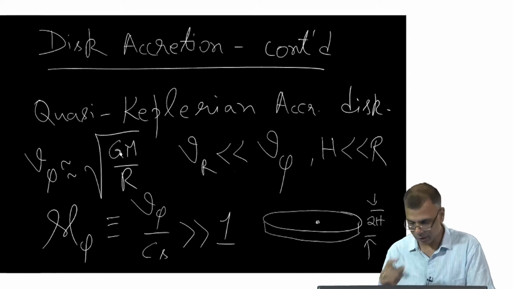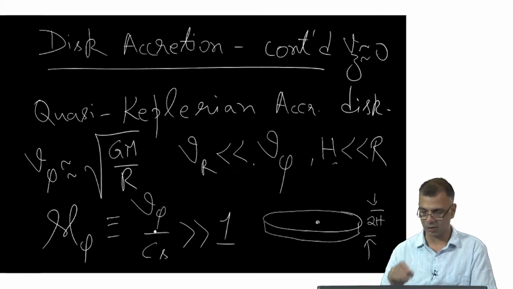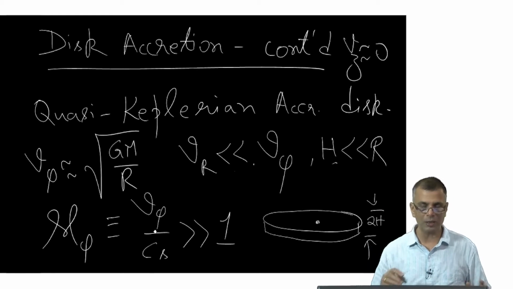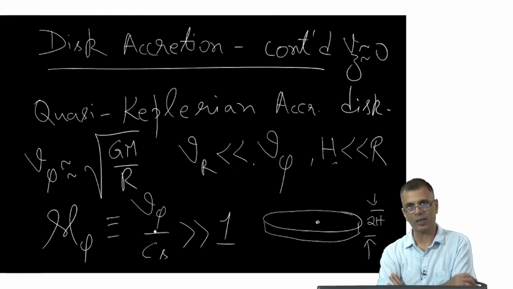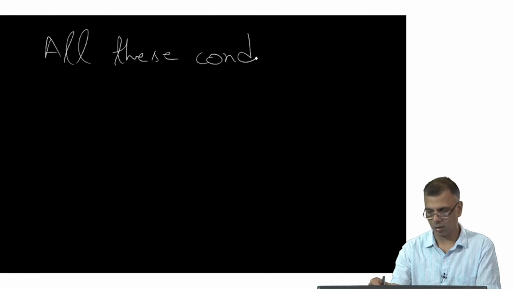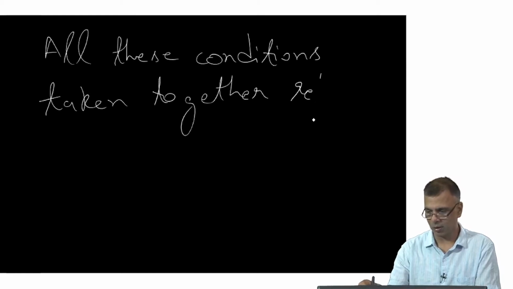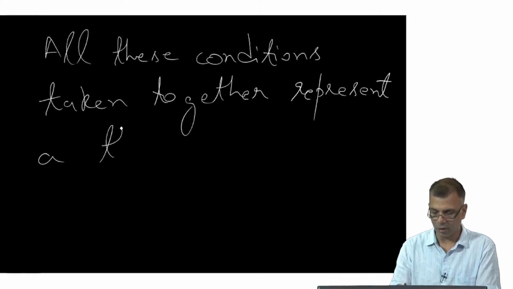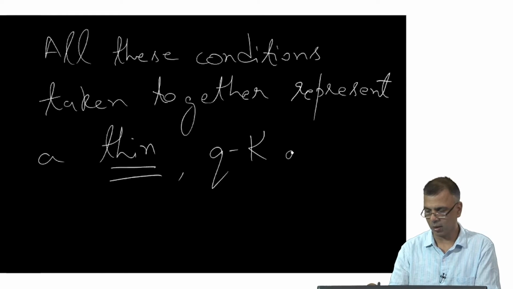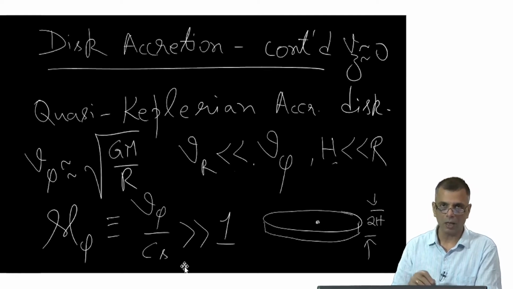And of course the other thing is that Vz is nearly equal to 0. So this and this, these are all simultaneously satisfied. You break one, the rest of them break down. So taken together, all these conditions represent a thin quasi-Keplerian accretion disk, and we have derived each of these conditions in what we've done so far.